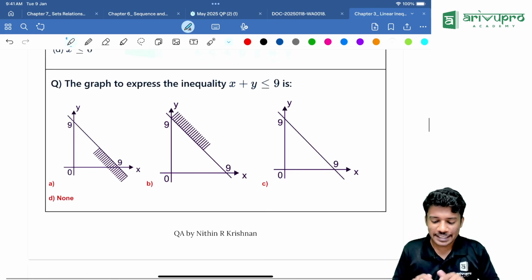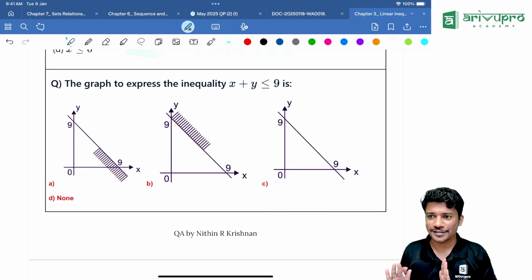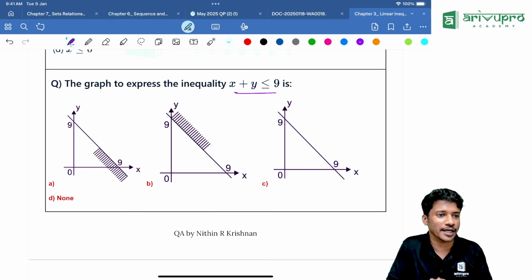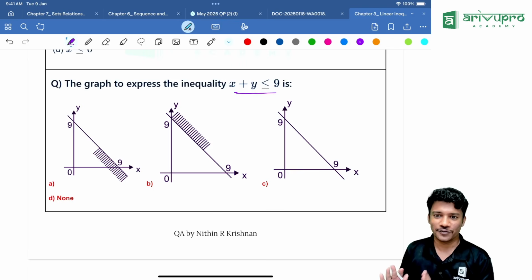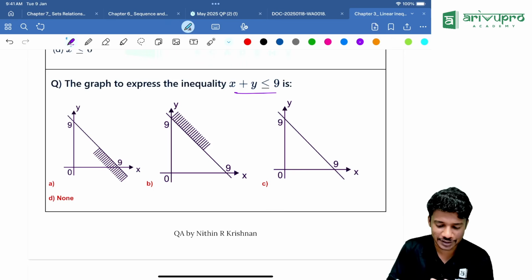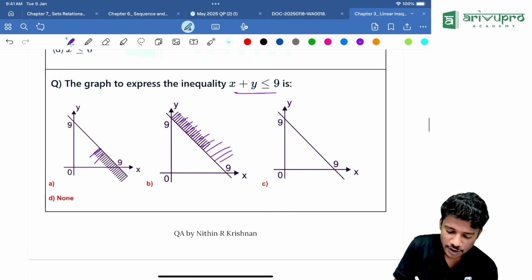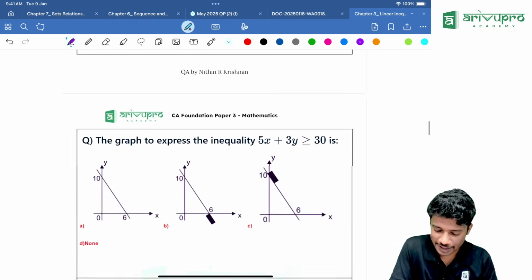Now, are the graphs correct? All the graphs correct or not? x plus y less than or equal to 9. All the graphs are correct. We just need to check where the area is to be. This is where the area is staying away from the origin. This is where the area is looking towards the origin. That's the only meaning. Next one.